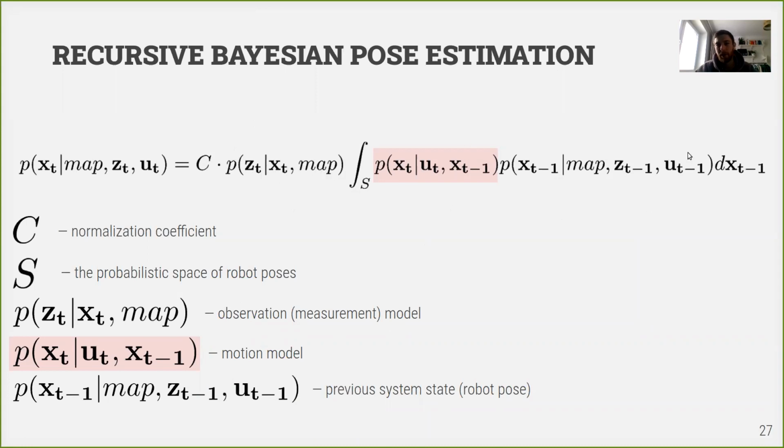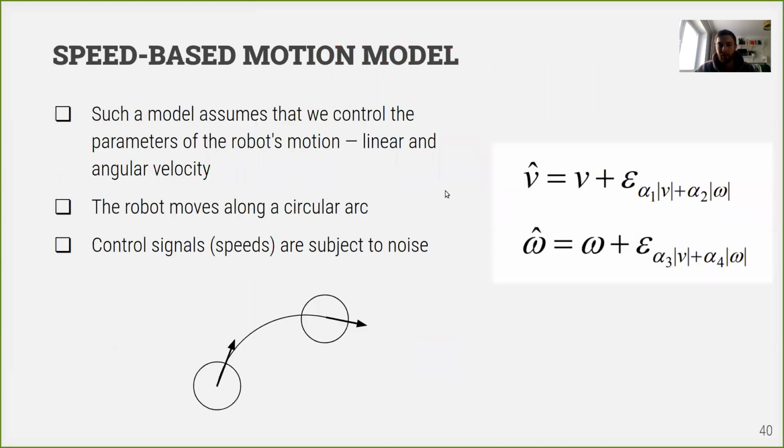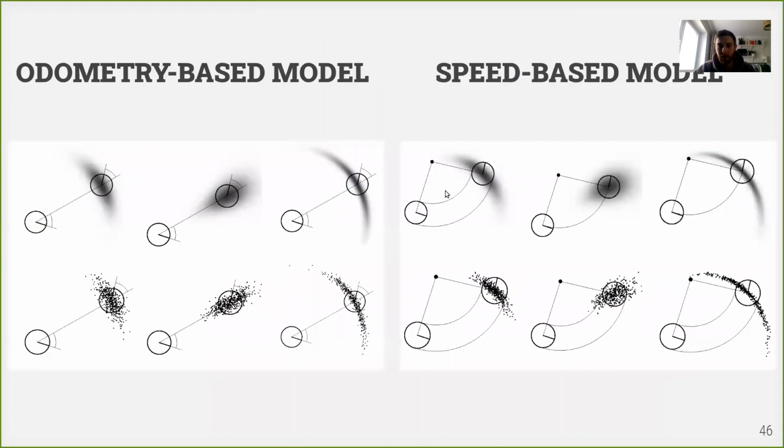So here we actually lose some information, as you can see. We started with something really precise. So initially we knew the pose of our robot quite precisely, right?